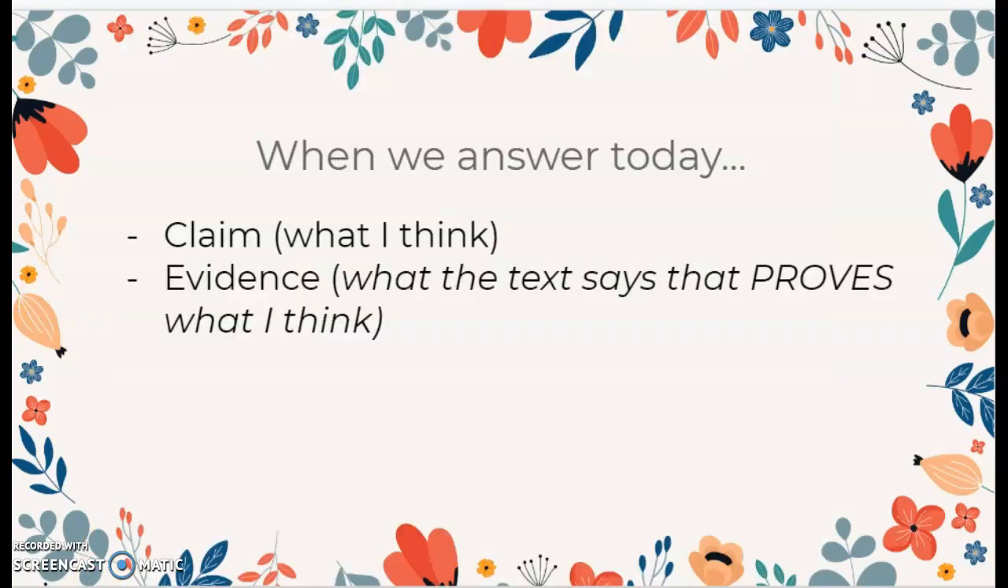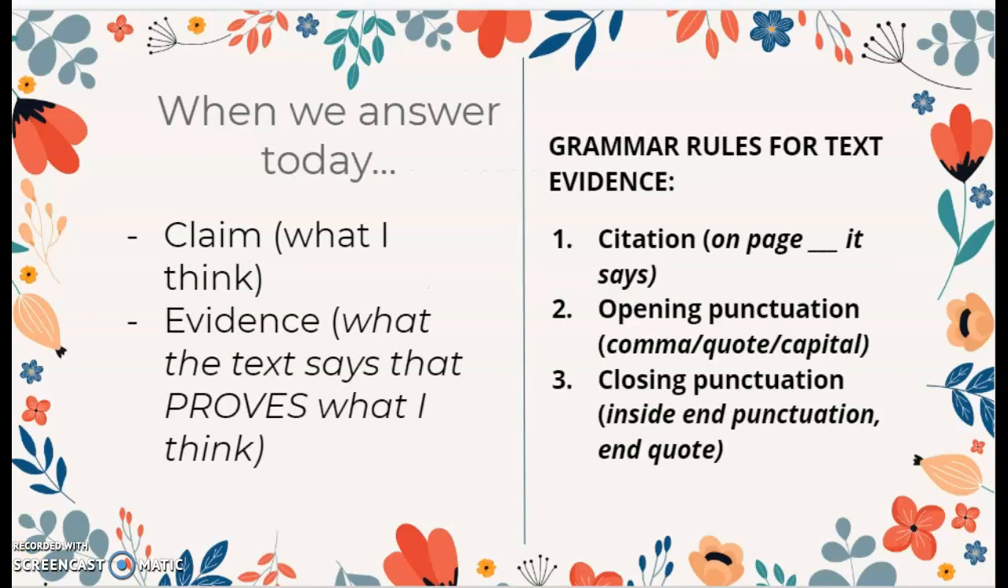So we're going to answer today's question by writing a couple of sentences. We're just going to expand on what we did last class. We're going to write a claim, which is what we think, and we're going to add evidence. The evidence is going to prove what we think. When we answer today's question, we want to use 3 important grammar rules for text evidence. The citation, what page it comes from, opening punctuation, a comma, opening quote, and a capital letter, and then closing punctuation that goes inside the punctuation and end quote. These rules seem confusing in a list, but it'll make more sense when we get started.